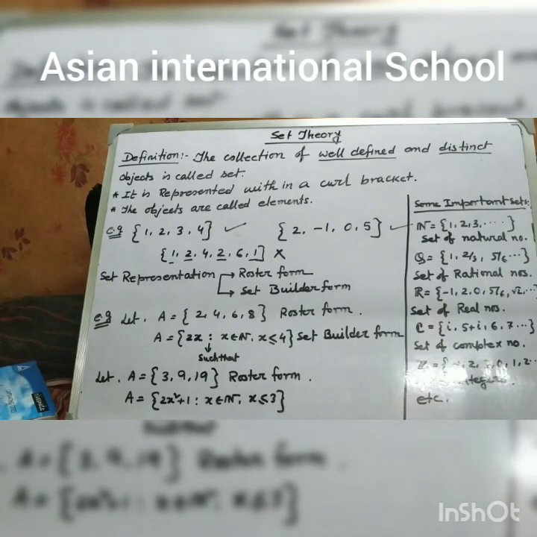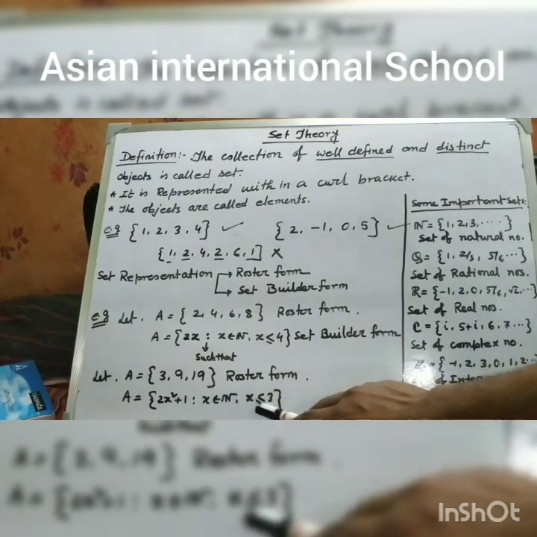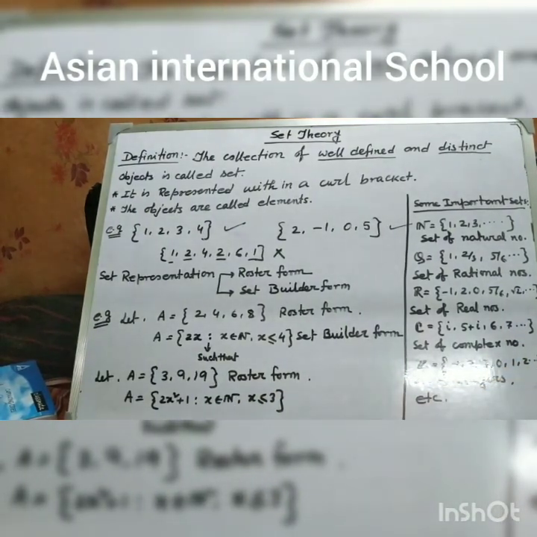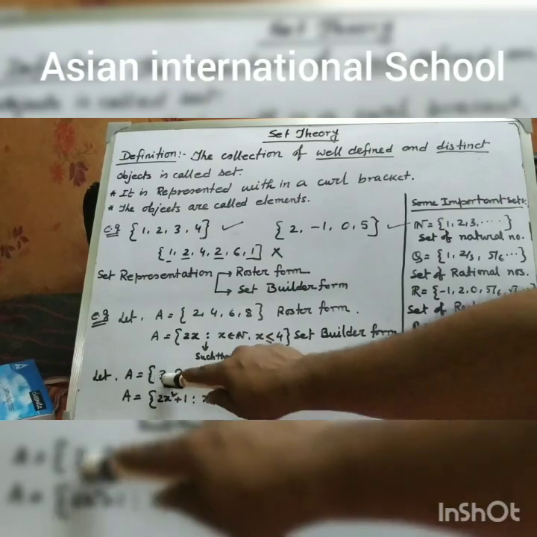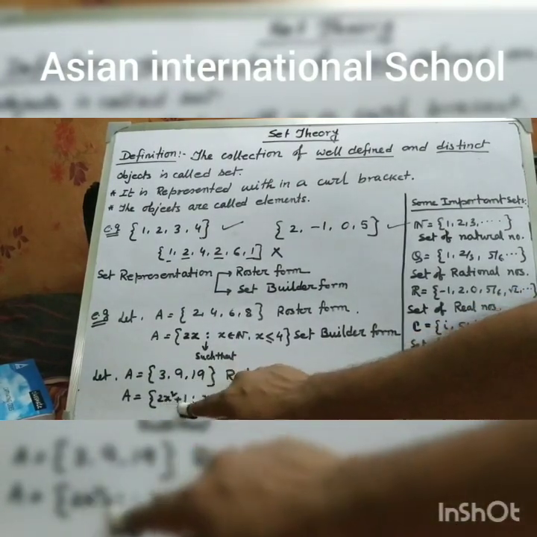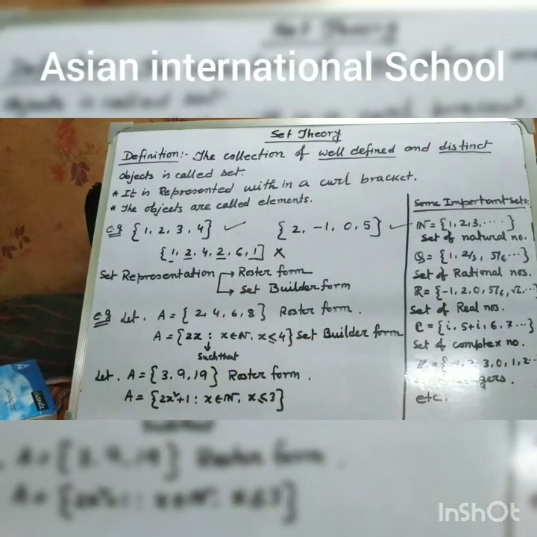X can attain any value within natural numbers and less than equals to 3. Less than equals to 3, natural numbers are 1, 2, 3. So if you put 1, you will get 3. If you put 2, you will get 9. If you put 3, you will get 19.